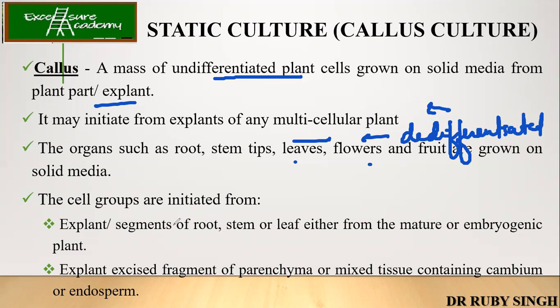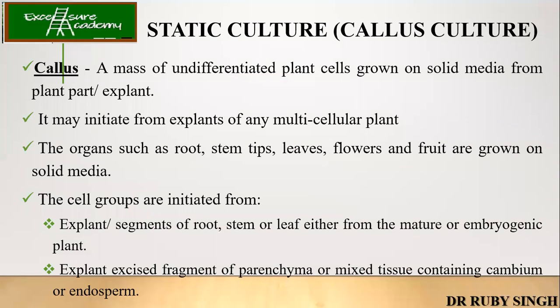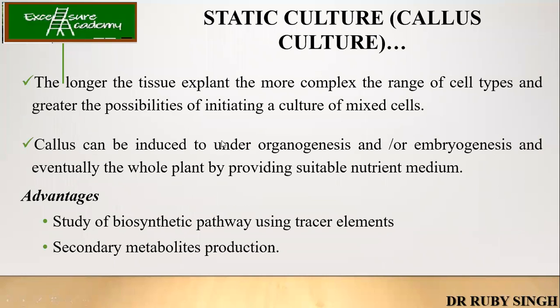So it is actually depending on your interest कि आपको किस तरह की study करनी है. So depending on that you actually decide कि आपको mature plant लेना है या embryogenic stage पे लेना है. Then this explant is an excised fragment of parenchyma or mixed tissue containing a cambium or endosperm. Okay, so again, depending on what you have selected. So the larger the tissue explant, the more complex the range of cell types and greater the possibilities of initiating a culture of mixed cells.